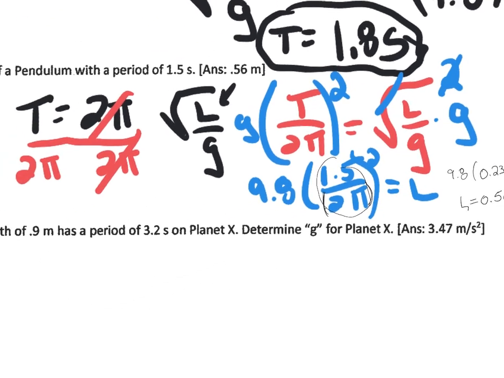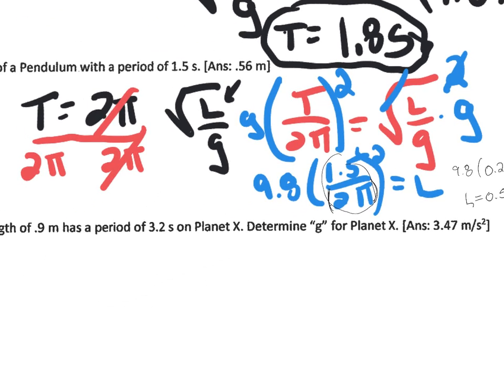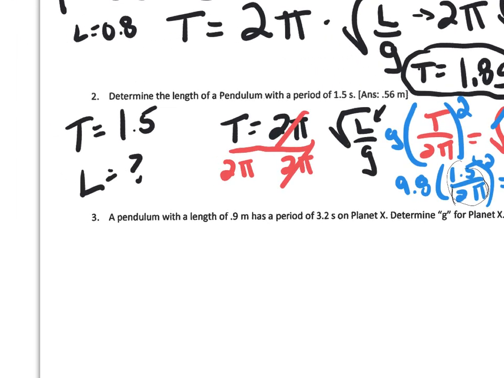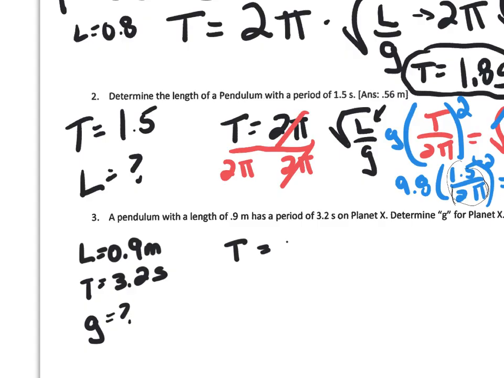And lastly, let me use a slightly smaller pen, but you still use some good colors, right? What if G is the unknown? What if we know the L is 0.9 meters? What if we know the T is 3.2 seconds, but we don't know what planet we're on? Well, we're on an imaginary planet X. That's not a real planet, and I want you to find G. So you might think, oh, it's totally different. No, it actually has a lot to do with number 2, L over G.